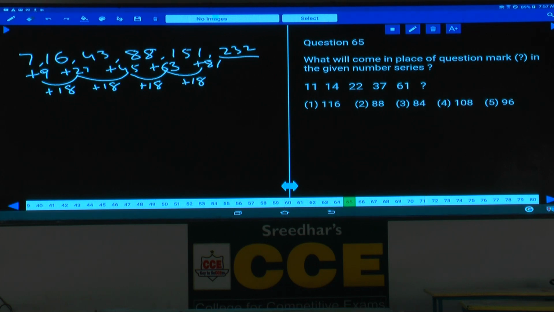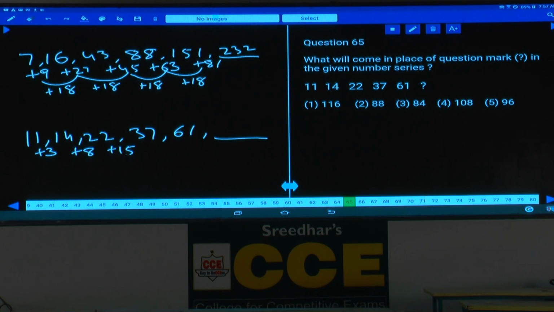Then coming to question number 65: 11, 14, 22, 37, 61. Here again the numbers are increasing at a smaller rate, it must be under difference. Now the difference between these two is 3. And 14 and 22, what is the difference here? Plus 8. And 22 and 37, what is the difference here? 15, isn't it? Now the differences are 3, 8, 15.